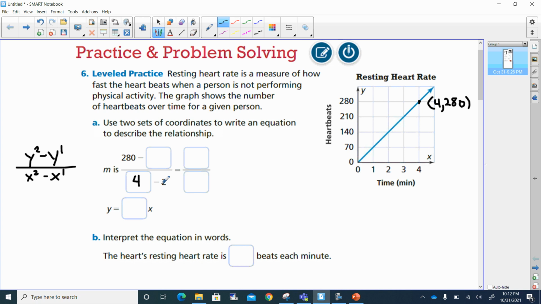Now this one over here said minus 2. So that means it would have been 2 here, and your coordinate would have to be here. So this would be 2 and 140. All right, so now we've got our two coordinates. So this one has got to be 140.